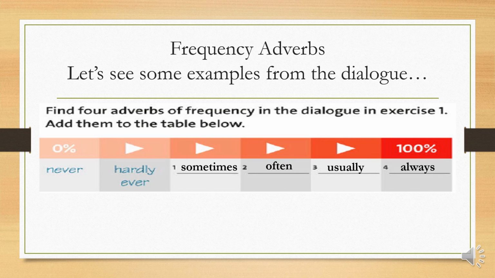In Spanish, we know that these are adverbios de frecuencia y ellos nos indican la cantidad o la frecuencia con la que hacemos las acciones en nuestra vida diaria. For example, never corresponds to nunca. Hardly ever may be casi nunca. Sometimes, algunas veces. Often, frecuentemente. Usually, usualmente o generalmente. Always, siempre. Let's continue.